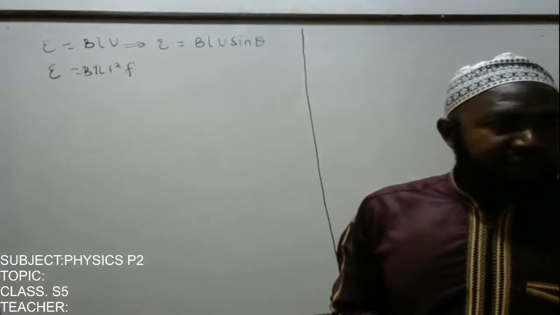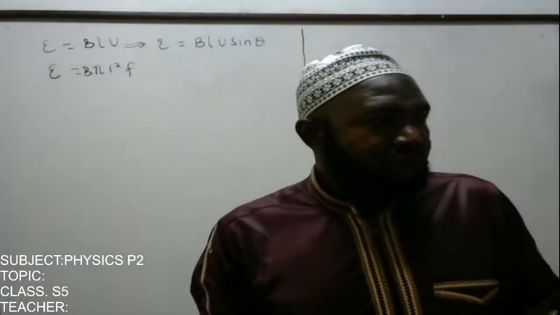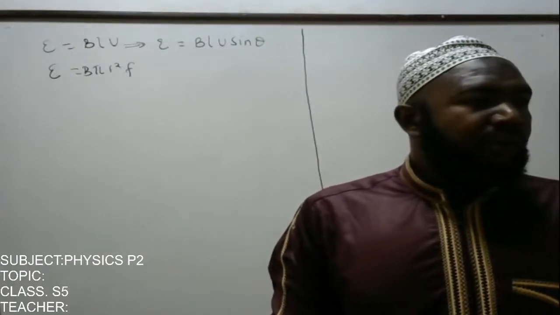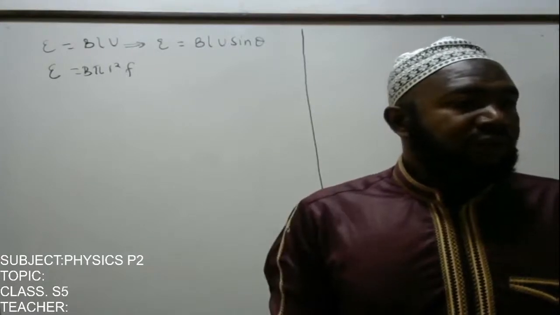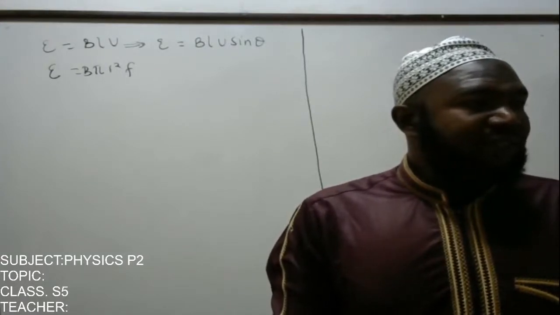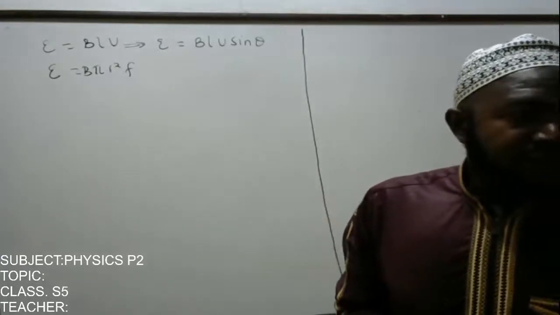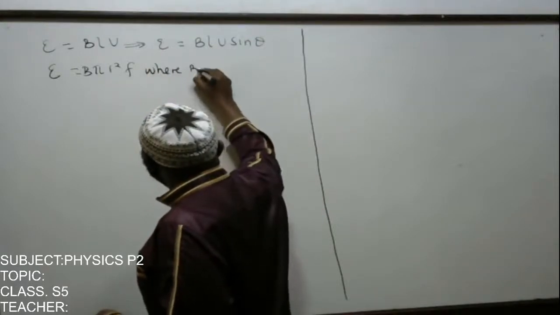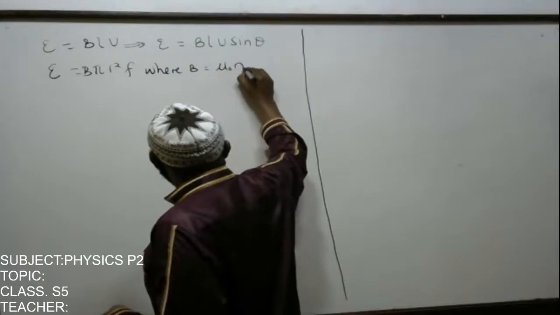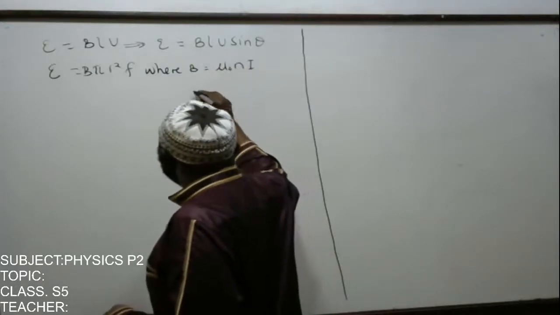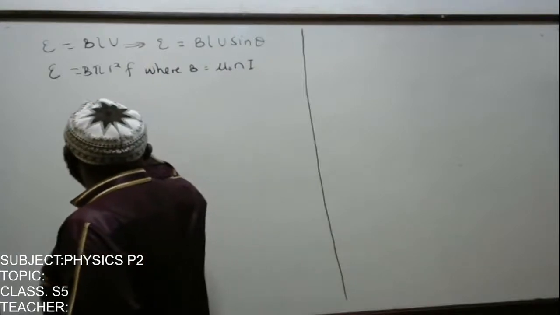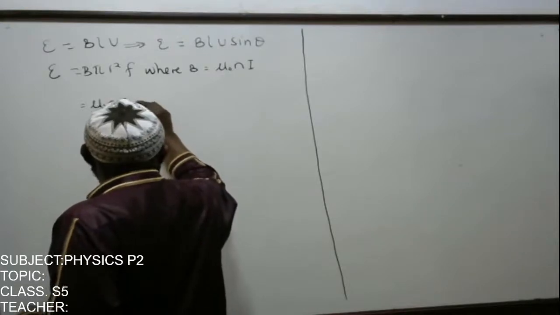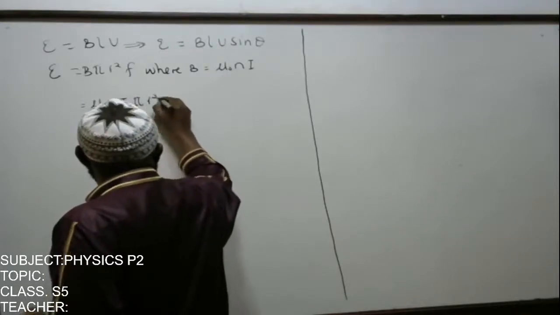The magnetic flux density was given. If it is for a solenoid, that means the magnetic flux density is for the solenoid. So that means B is equal to mu naught N i for the solenoid. And therefore, if we substitute in here, it is going to be equal to mu naught N i, then pi R squared F.